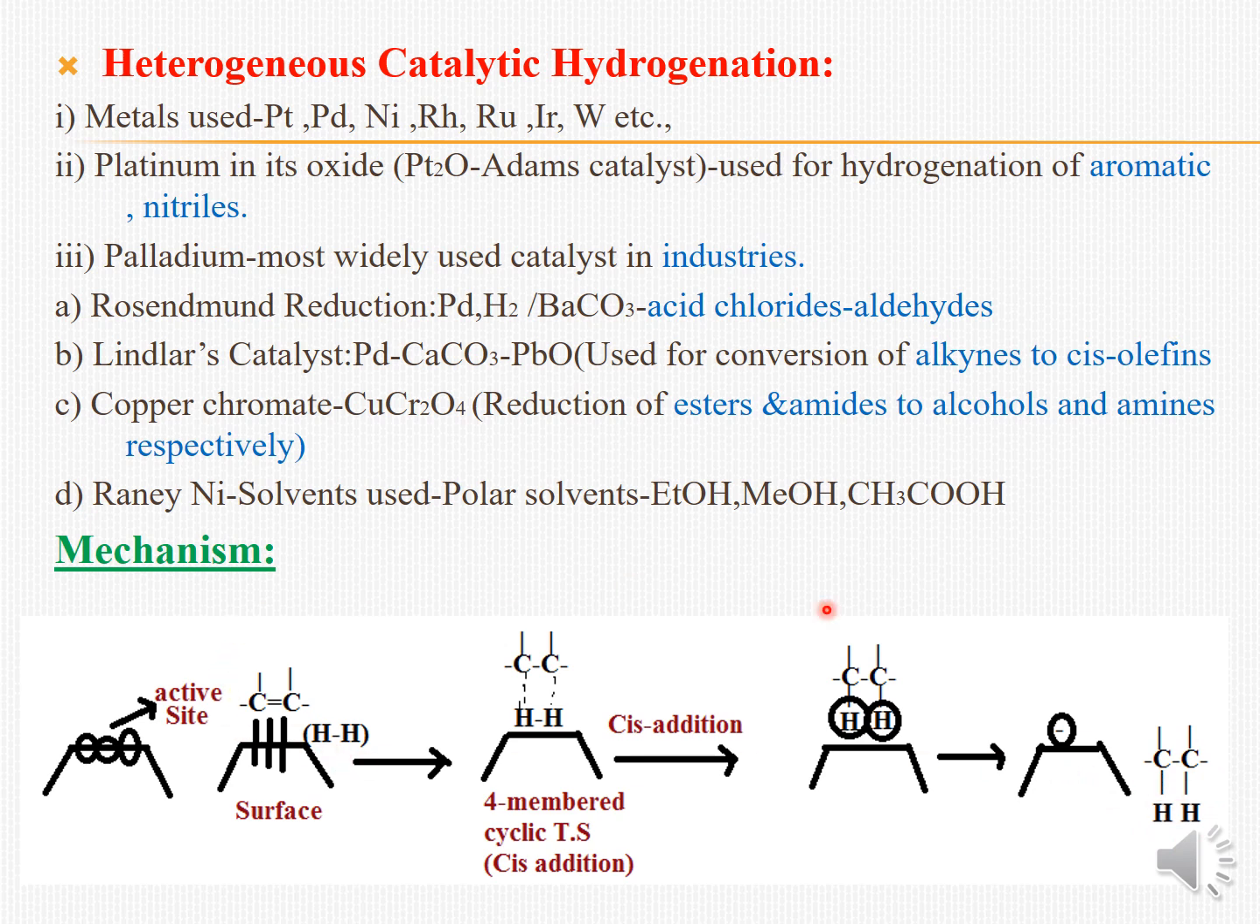Alright, you only have to remember this mechanism: first the active site will be there, and then you have to show the surface in which the alkenes are going and binding, adhesion taking place and the hydrogenation taking place over here. Then there is a cis addition by the formation of the cyclic transition state, and slightly these molecules will get cleaved out. They will leave the surface, resulting in the hydrocarbons as your product.